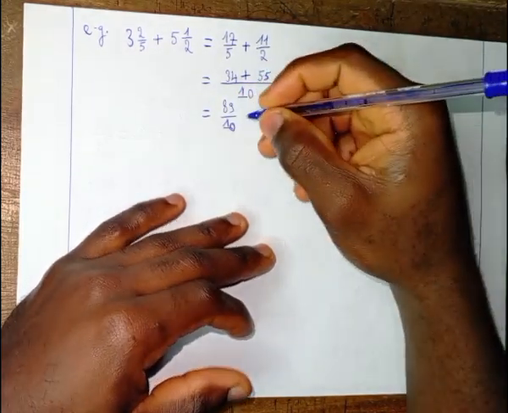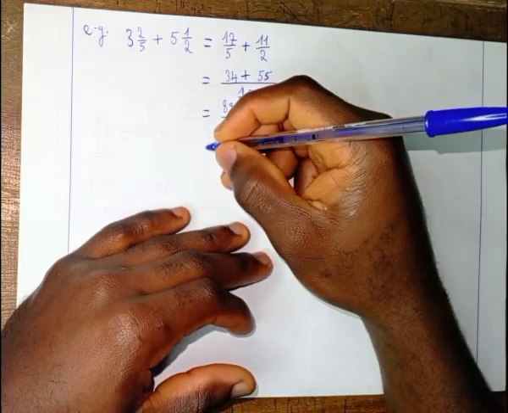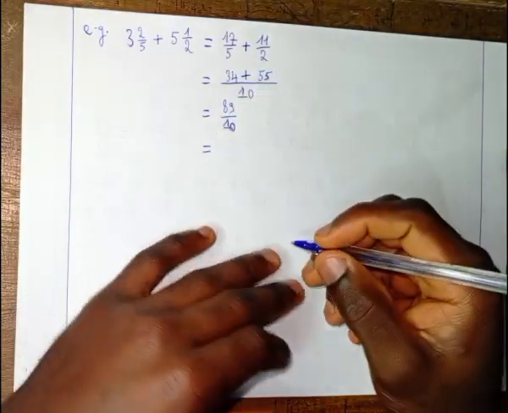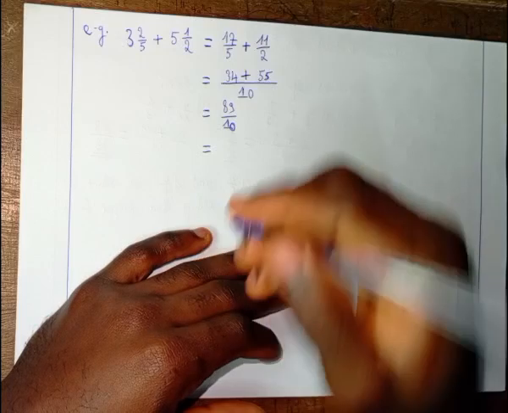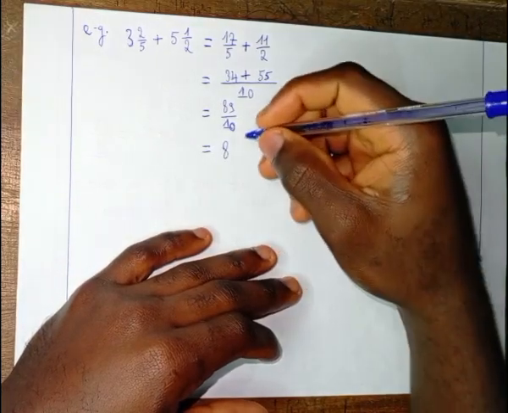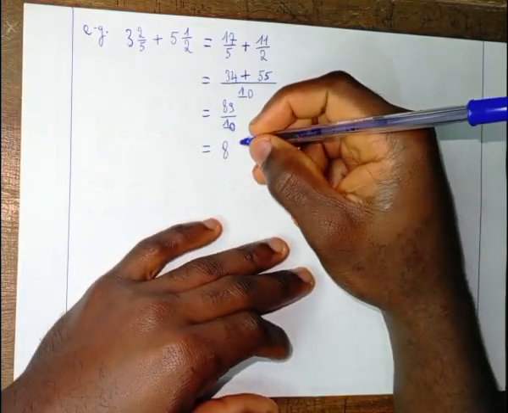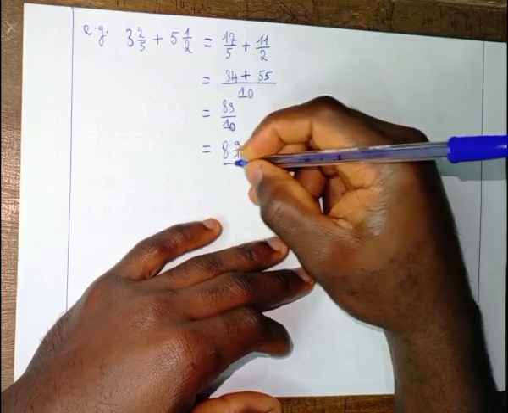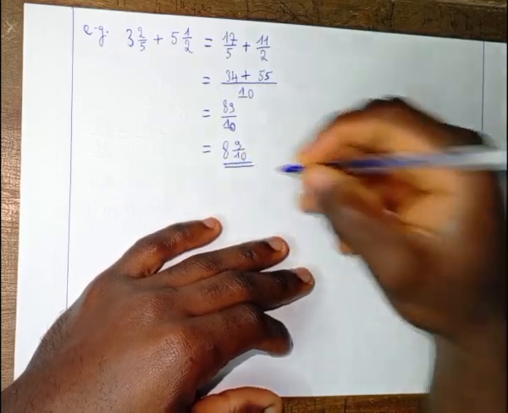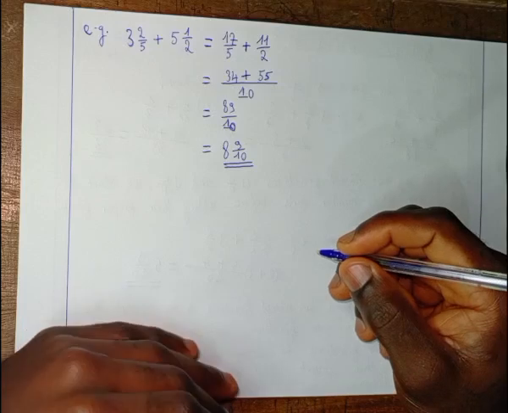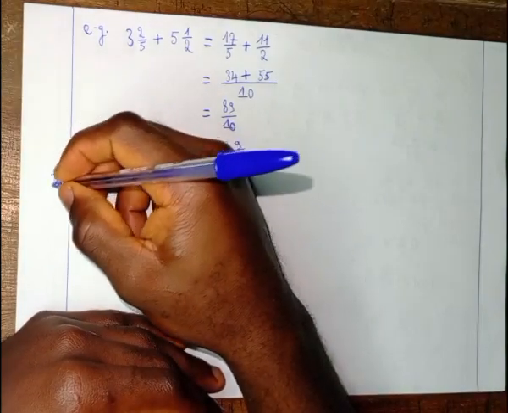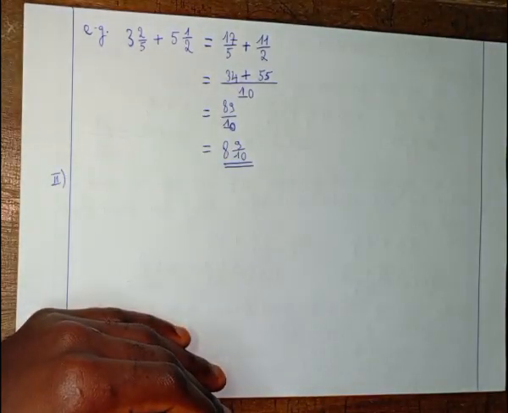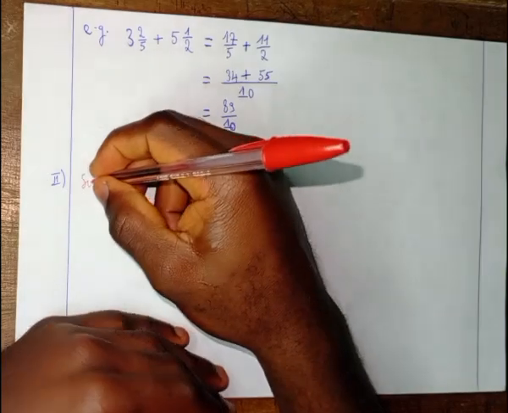Next, now we have to convert 89 over 10 to a mixed fraction. We know if you divide 89 by 10, the whole number part will simply be 8, remainder 9. The 9 which is a remainder is to be divided by 10. So this will be our answer: 8 and 9 all over 10. We go now to 2i, which is subtraction.